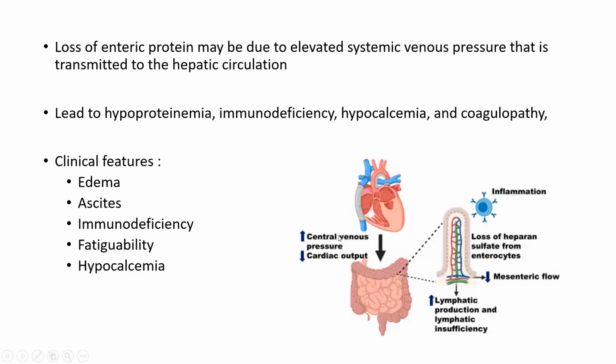What is thought is that because of increased central venous pressure and decreased cardiac output, there is inflammation in the gut. There is a loss of heparan sulfate from the enterocyte and decreased mesenteric flow because of the cardiac output. Increased lymphatic production and lymphatic insufficiency lead to loss of enteric protein and ultimately lead to hypoproteinemia, immunodeficiency, hypocalcemia, and coagulopathy. Clinical features are edema, ascites, immunodeficiency, fatigability, and hypocalcemia.